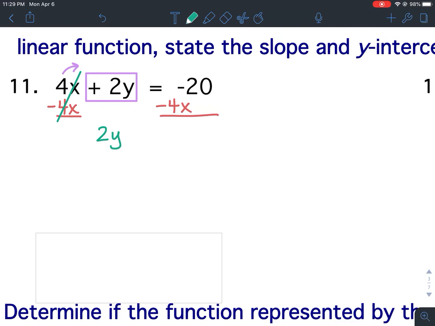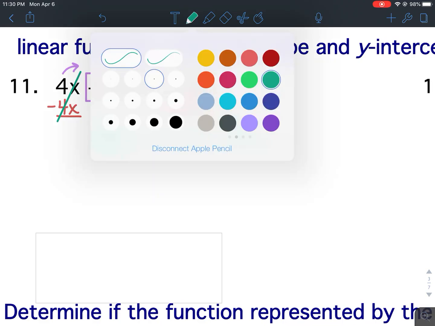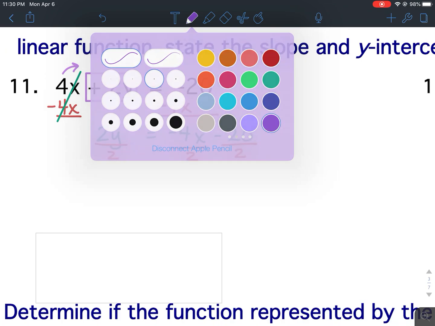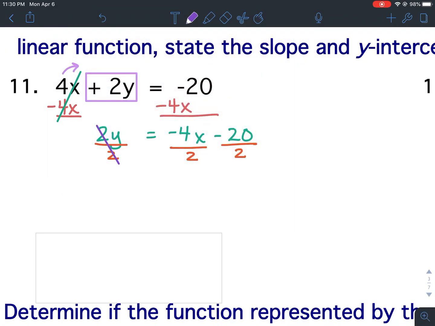So I have 2y equals negative 4x minus 20. To isolate the y, I'm going to divide everything by 2. Cancels the 2's. Negative 4 divided by 2 would be negative 2x. Negative 20 divided by 2 is negative 10.